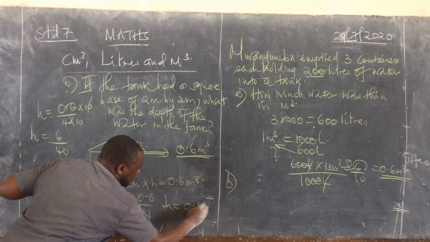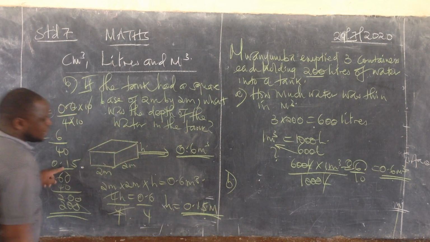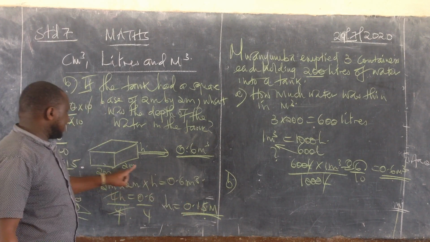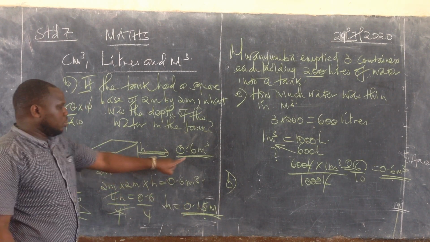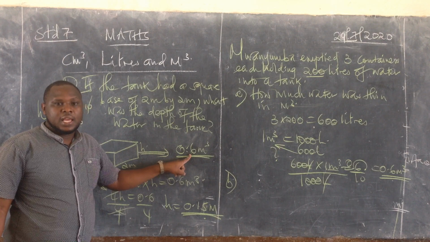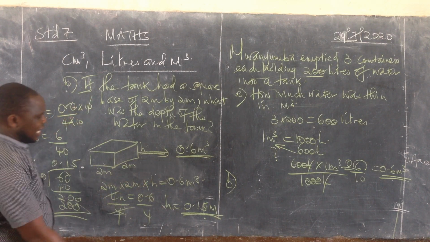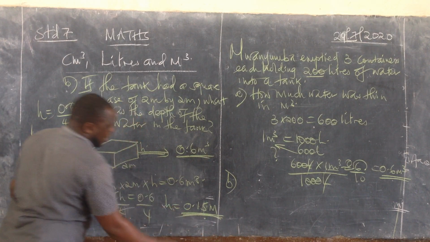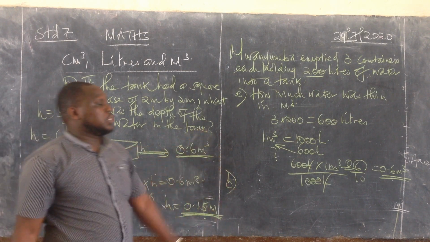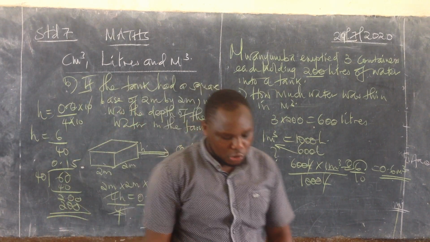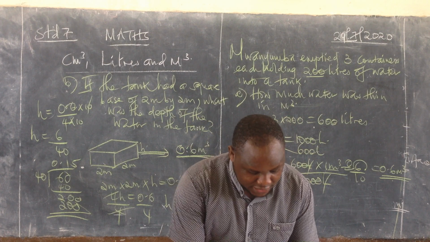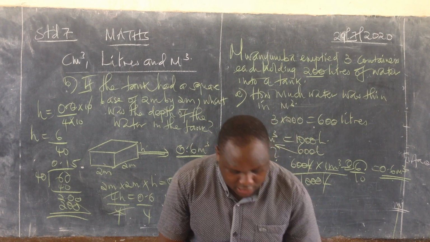And therefore, our height is 0.15 meters. If you multiply this, 0.15 meters times 4, you're supposed to get 0.6 meters cubed. So that's how you get a part which is not given, by using this particular volume you are given.